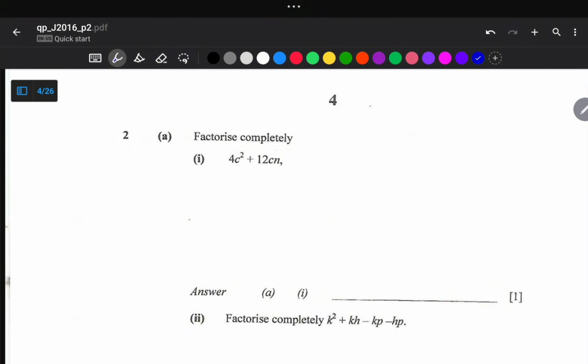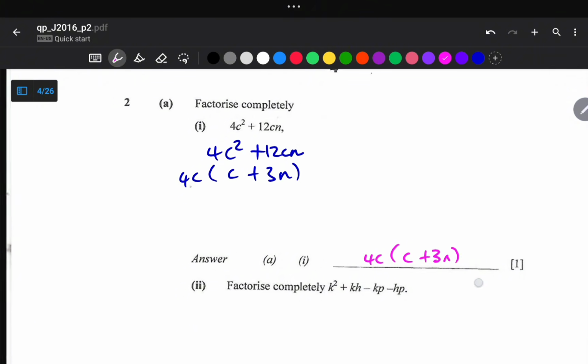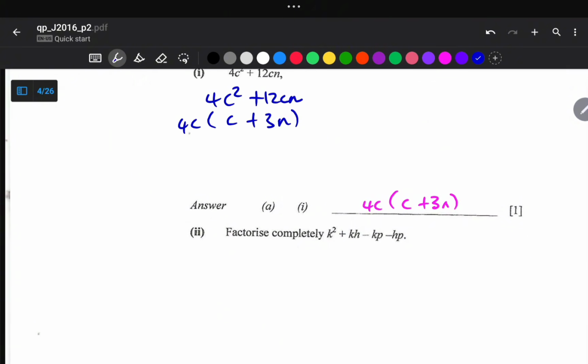Question number 2 says factorize completely 4c squared plus 12cn. So we are given 4c squared plus 12cn. Our common factor here is 4c. If you factor out 4c, we divide 4c squared by 4c, which gives us c, and 12cn by 4c, which gives us 3n. So our answer for 4c squared plus 12cn in factorized form is 4c(c plus 3n).